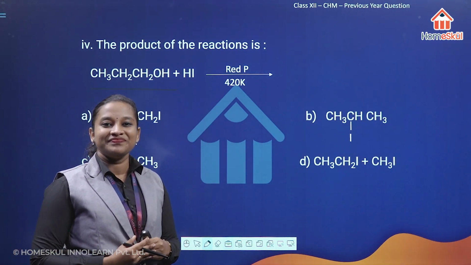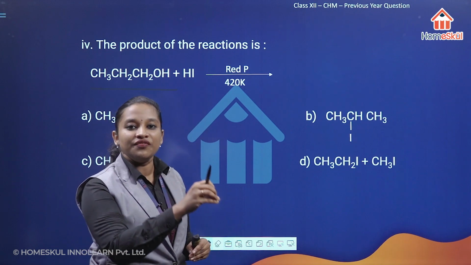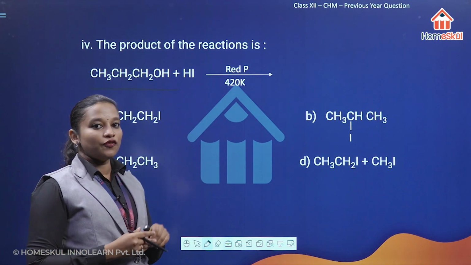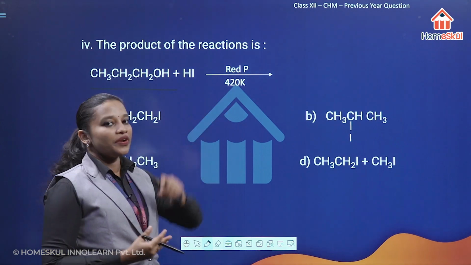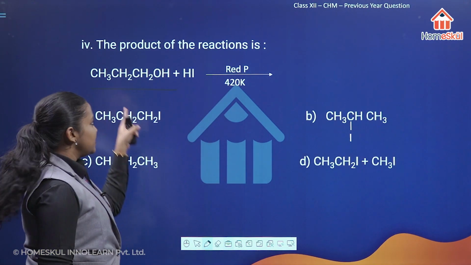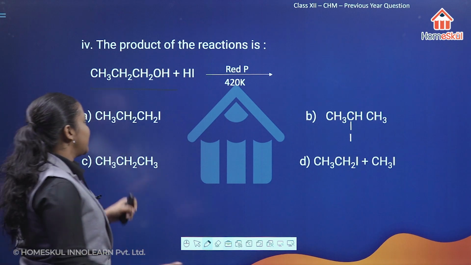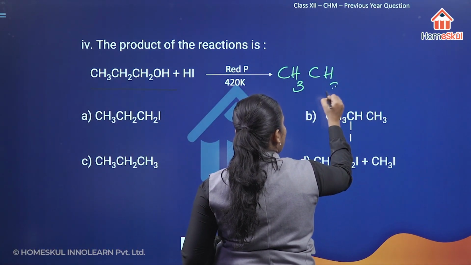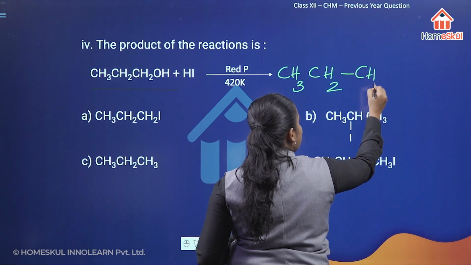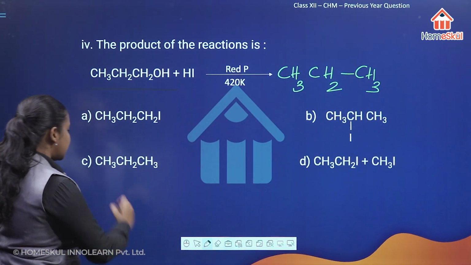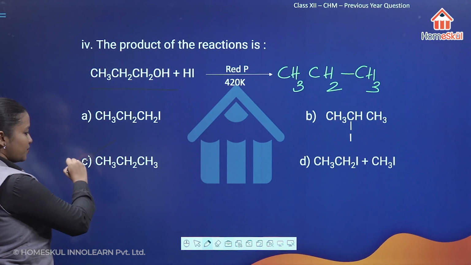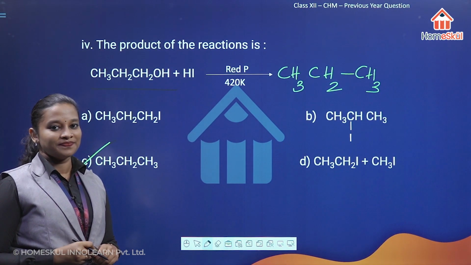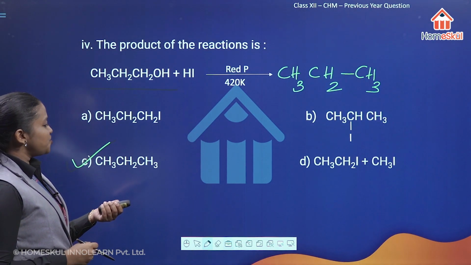What happens? Alcohols are converted into alkanes in the presence of strong reducing agents like red phosphorus. So, the corresponding alkane will be CH3CH2CH3. So, the correct option is C. Yes, propane is formed. Moving on to the next question.